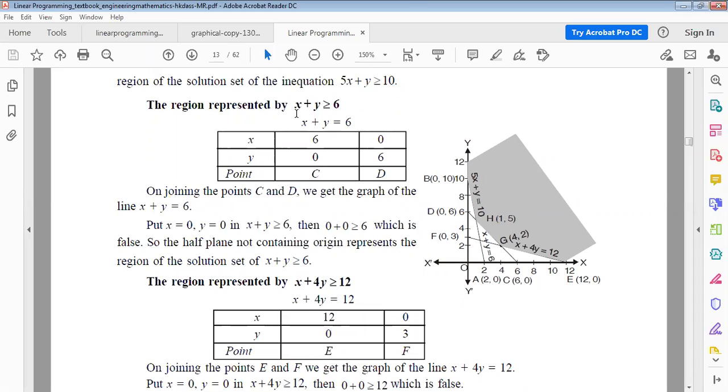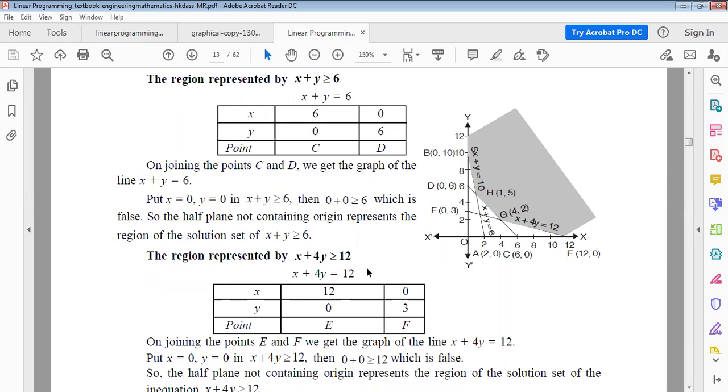Now for the second constraint, x plus y equals 6, that means 0, 6 and 6, 0. This is the point 6, 0, and this is 0, 6. Joining these, we get the second constraint. Remember it. For this second constraint, the shaded region is higher, opposite to the origin.